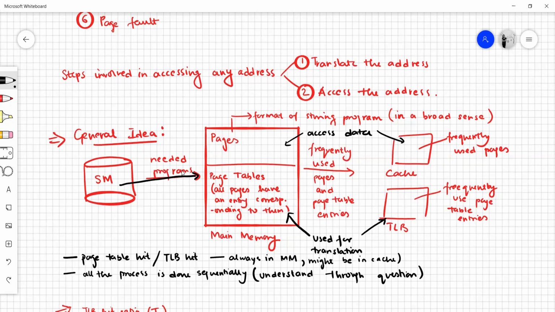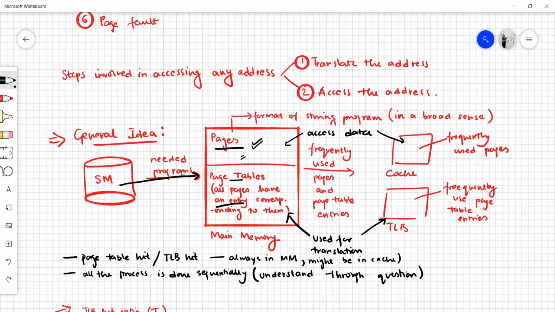Now in main memory, these programs are stored in the format of what are called pages. This is all I'll tell in a broad sense: this is a format of storing programs. We break the program into pages and we store the pages. Now to know where a particular page is stored, we have page tables. In the page table, all the pages that are present in the main memory will have one entry corresponding to them.